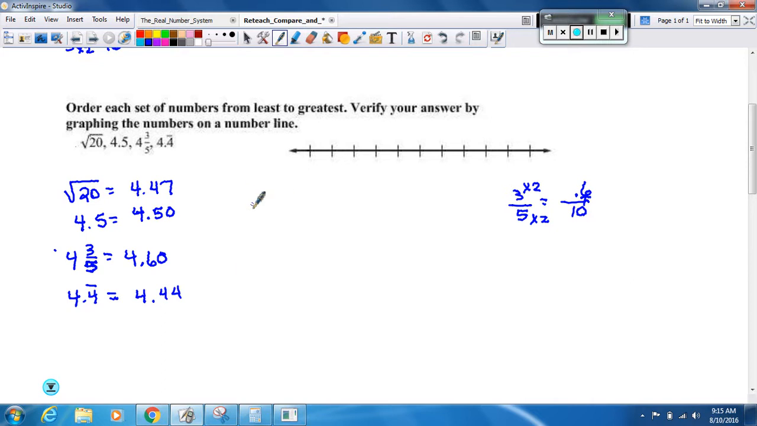Once you get it figured out in standards of money, like it's easier to think of, then you can go from the smallest to the biggest. So the smallest one would be $4.44. You want to put it on your number line exactly like it was in the original problem. So 4.4 repeating.